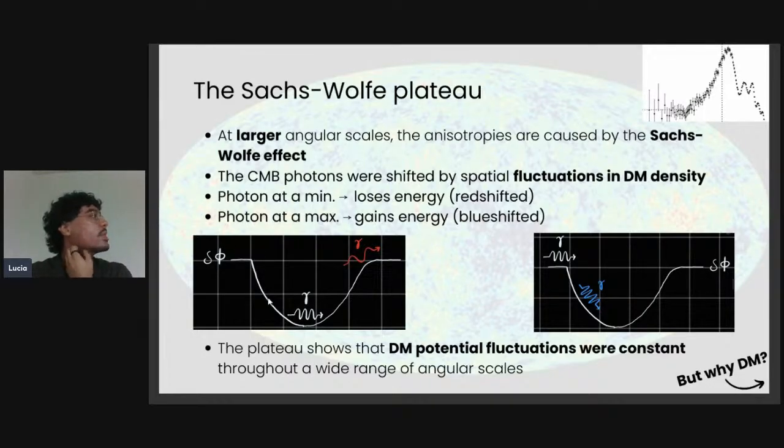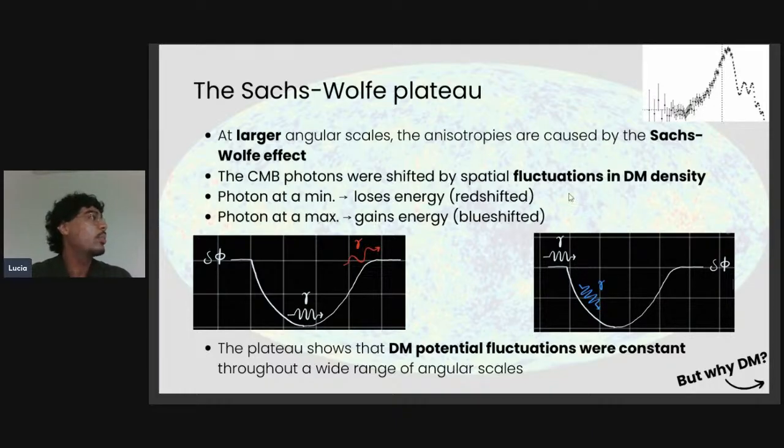So what's the thing? If the photon was right in the bottom of a potential well caused by accumulation of dark matter, when the decoupling happened, it climbed up this ladder of potential and it loses energy. So we see it redshifted, and we see a cooler photon with less energy. And if the photon was at a maximum of this potential caused by dark matter, it would slide down it and be blueshifted. It will gain energy. So we observe it as a hotter photon.